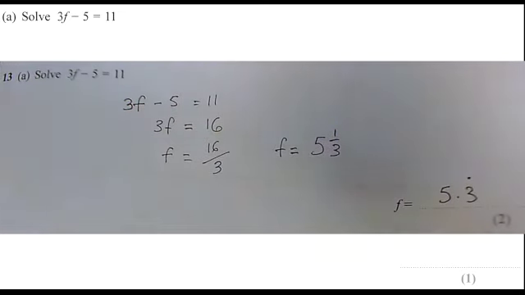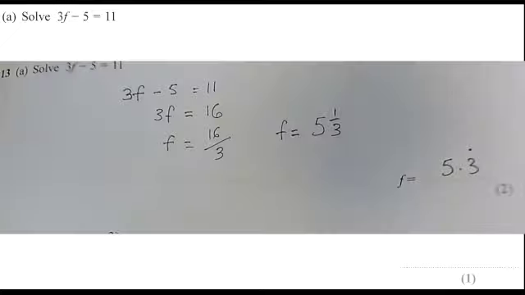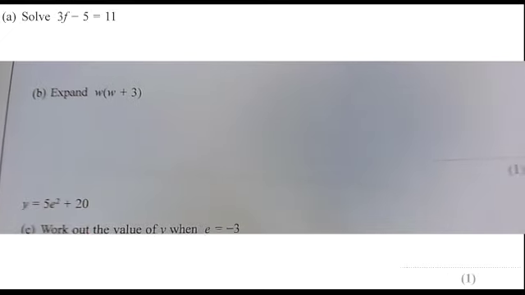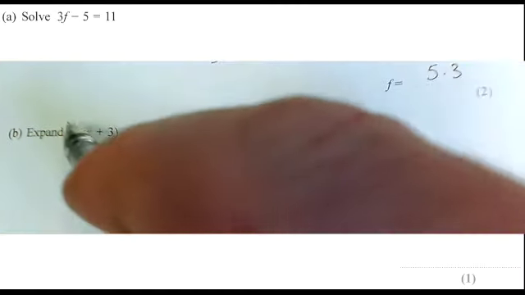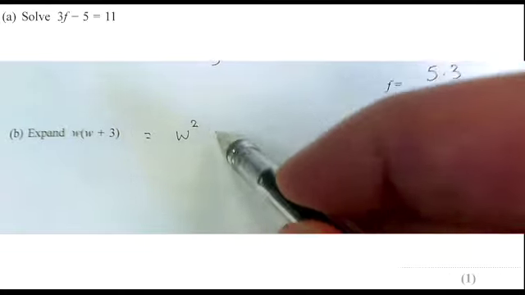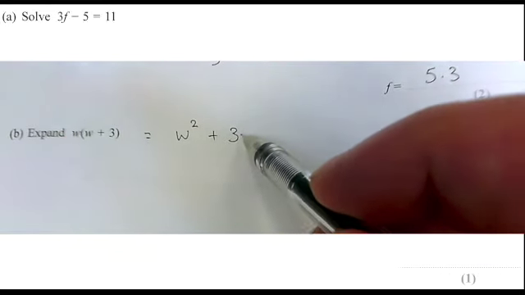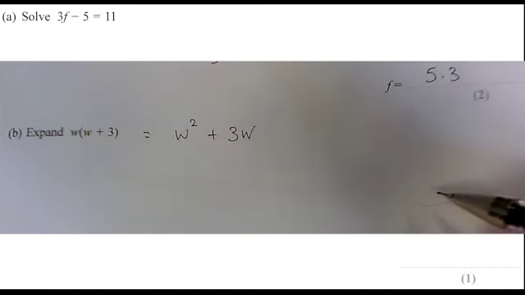Good, so what about part B? We've got to expand some brackets. So that w on the outside has to multiply everything inside the bracket. So I've got w times w, and I've got w times 3 as well. W times w is w squared, and w times 3 is 3w. There we have it.